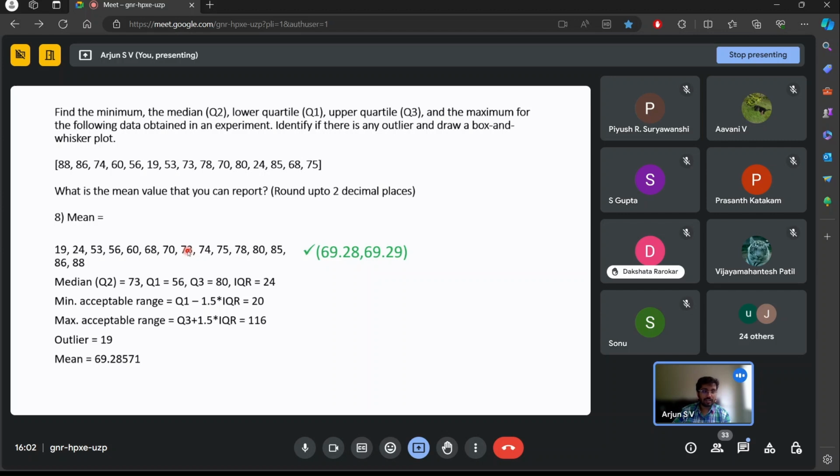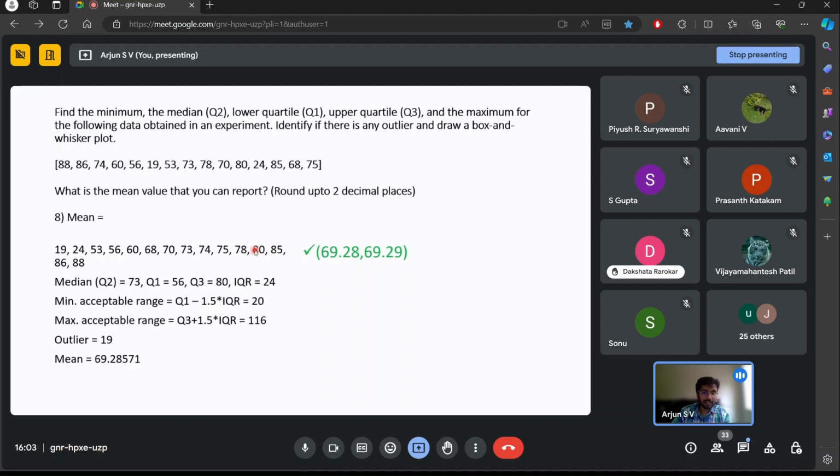Q1, which is the first quartile, will be the median of the values before your median. So you have 7 values here. Middle of 7 is 4. So the 4th value will be your Q1. So 1, 2, 3, 4, 56. So 56 will be your Q1. Q3 is similar to Q1, but it's on the other side of the median, from the median to the last point. So again you have 7 observations, and the 4th one is the middlemost. So 1, 2, 3, 4, 80. So that will be your Q3. So we have Q1, Q2, Q3.